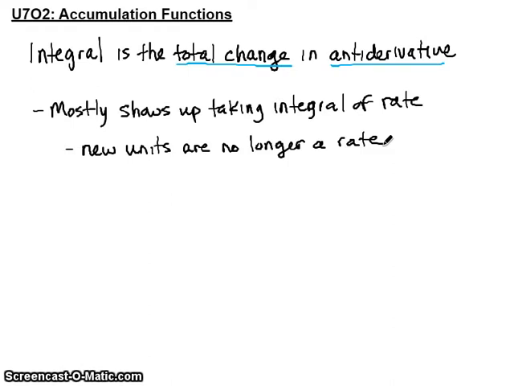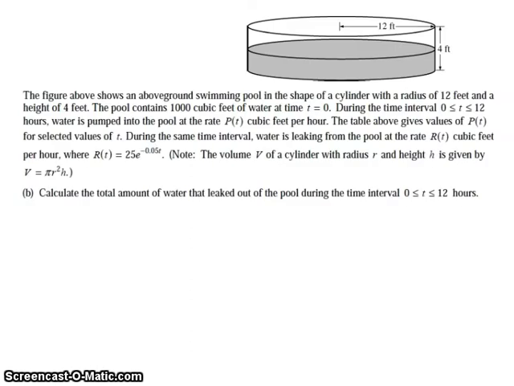So the problem we're going to look at is a pretty quick one. It is from the worksheet that we did with Unit 7, Objective 1, with the swimming pool. I cut out part B from that worksheet, so now we're going to look at part B. So we have a swimming pool. The pool contains 1,000 cubic feet of water at time t equals 0. There's a leak. The water is leaking at the rate R, capital R of t equals 25 e to the negative 0.05 t. Part B wants us to calculate the total amount of water that leaked out of the pool during the time 0 to 12 hours.